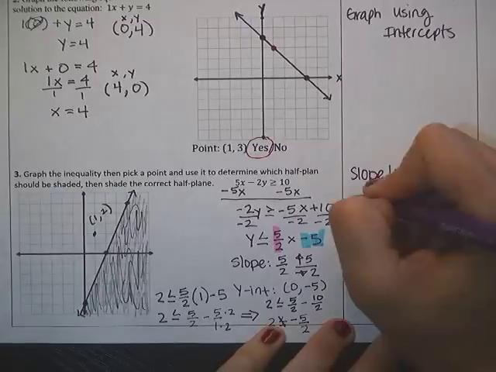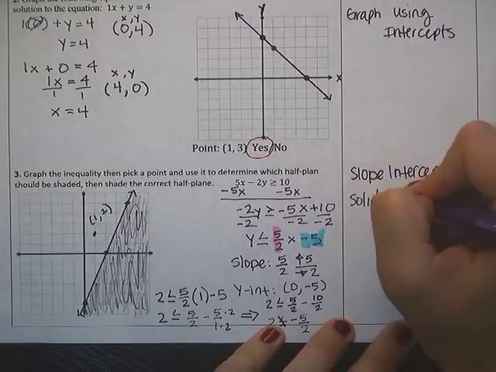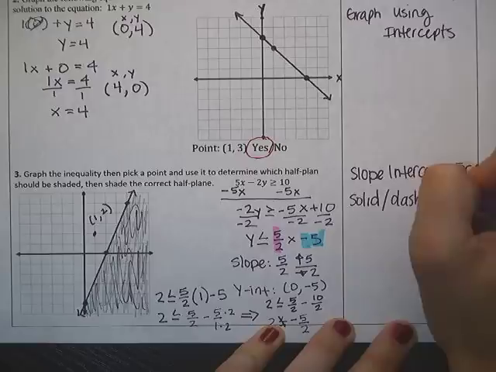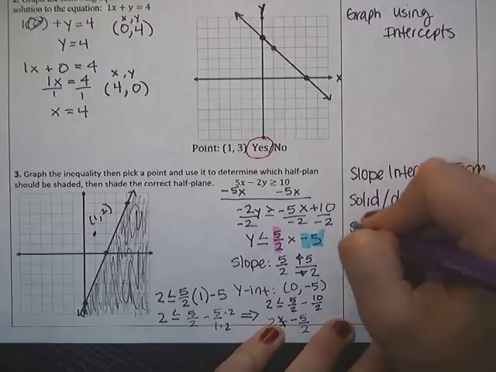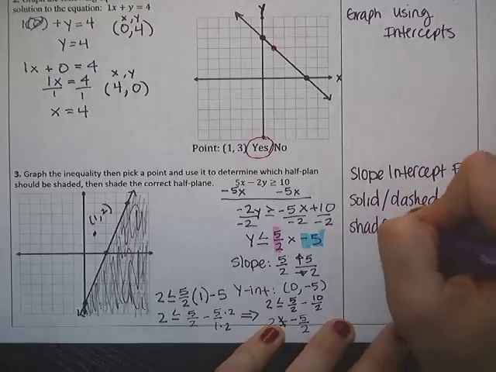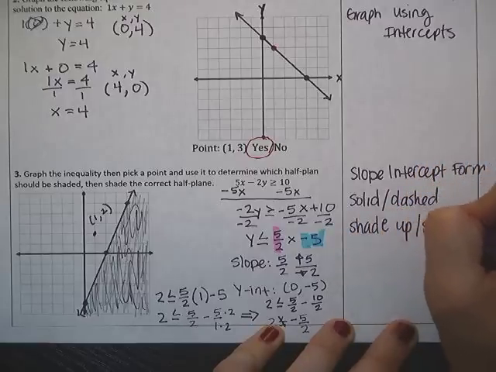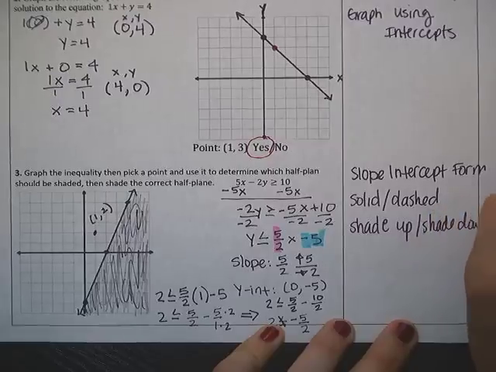So here we have to determine solid or dashed, and we have to determine shade up or down. Okay?